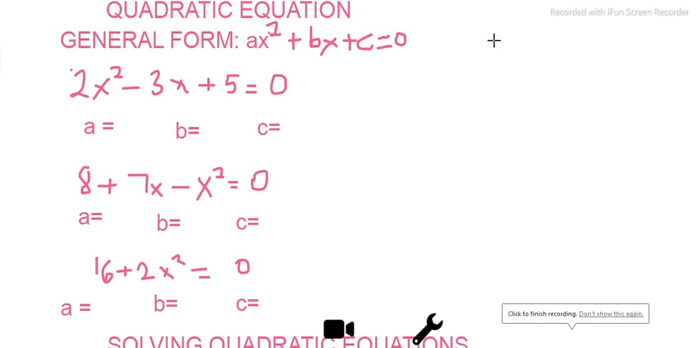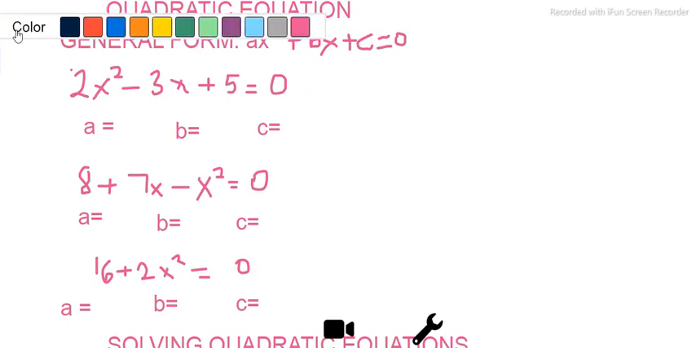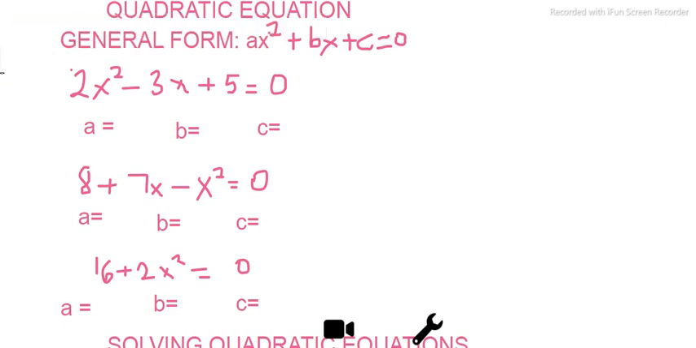Good day. Today we'll be considering quadratic equations, as you can see on the screen. This is the form of a quadratic equation: ax squared plus bx plus c equals 0. This is how all quadratic equations will look.